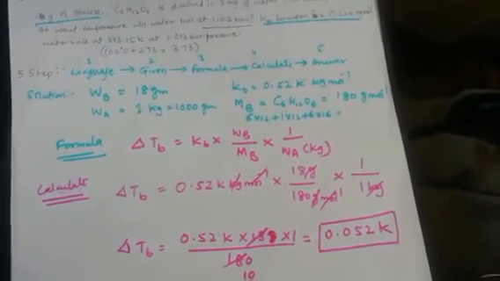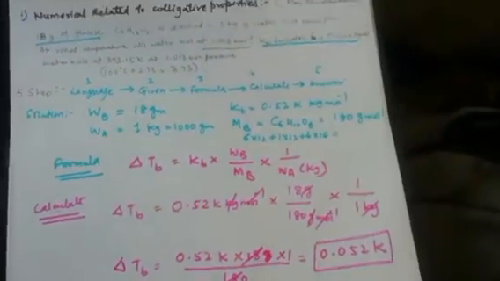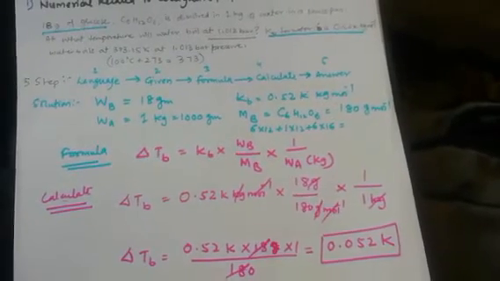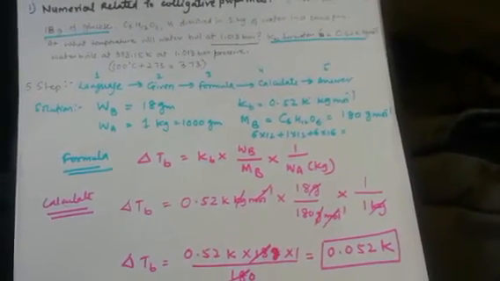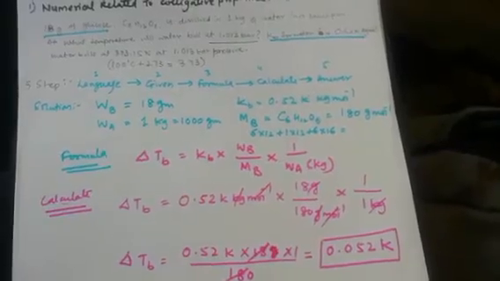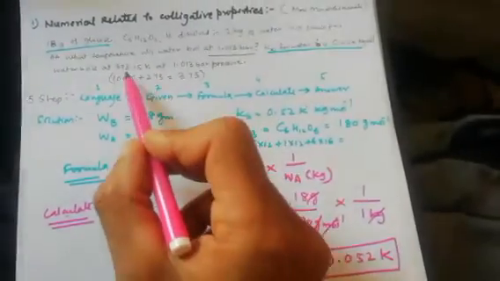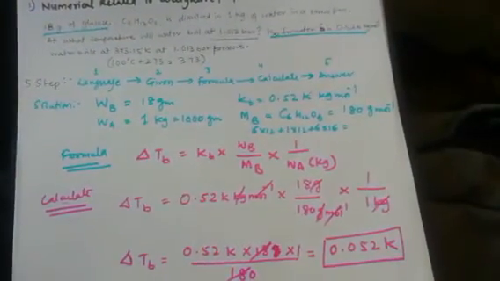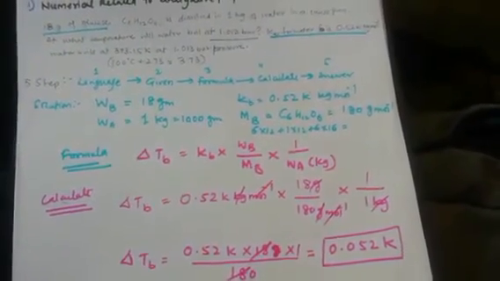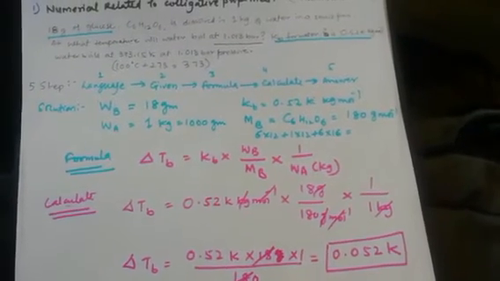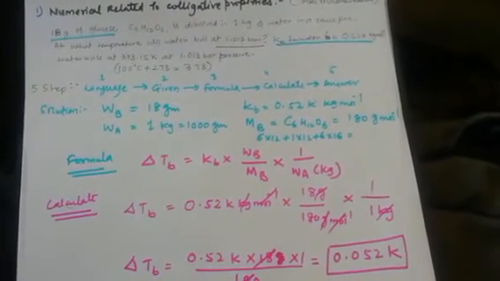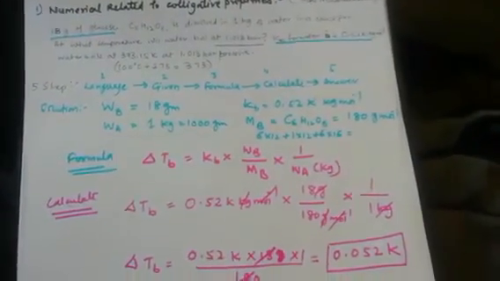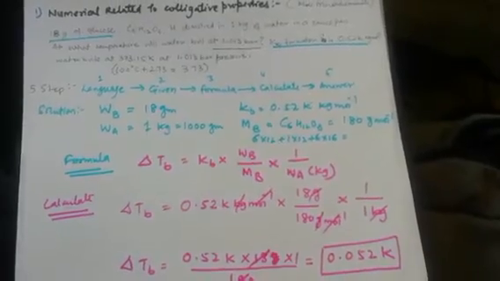Whereas when we calculate Tb, it will be Tb naught plus delta Tb. You know very well the boiling point of water is 373.15, so it will be 373.15 plus 0.052 Kelvin. And the value will come to 373.202 Kelvin. This is the answer.